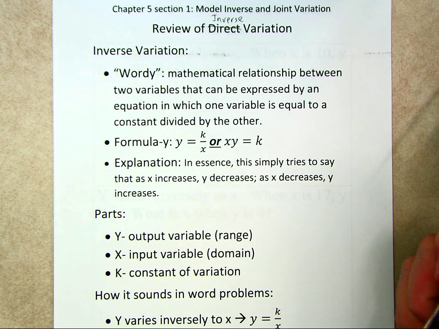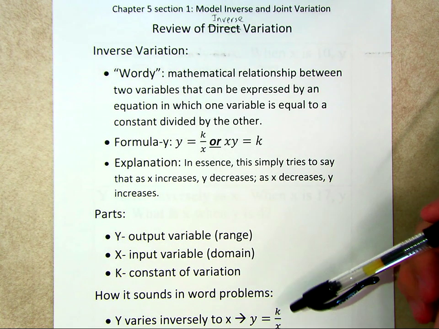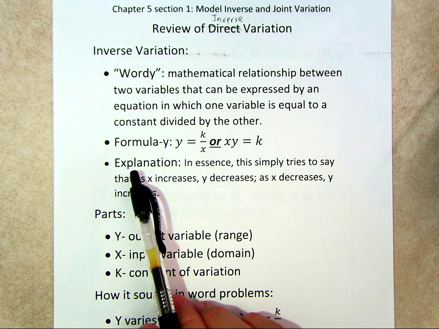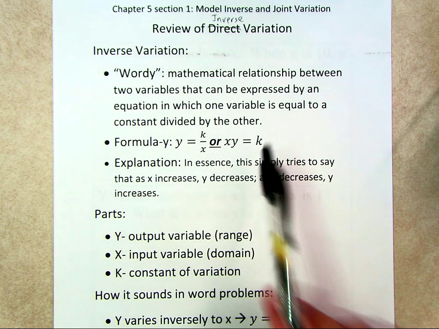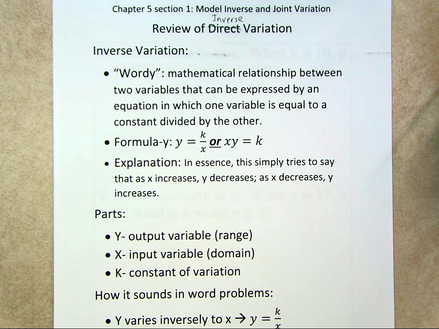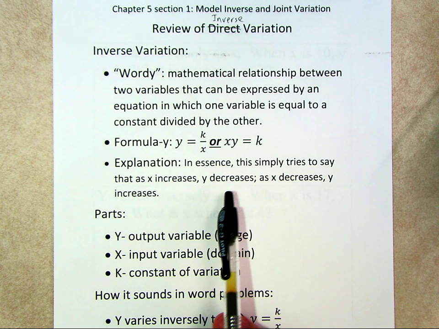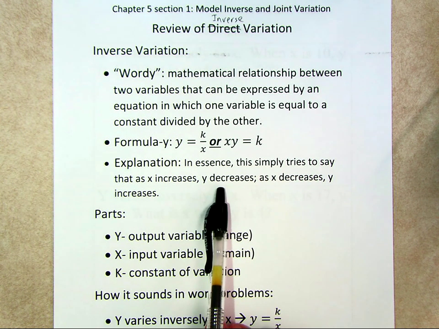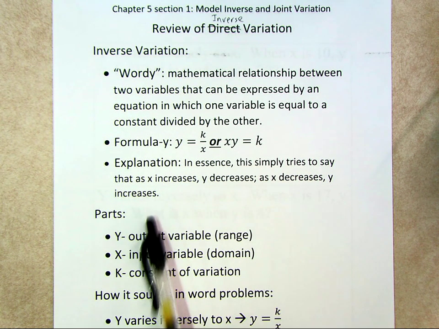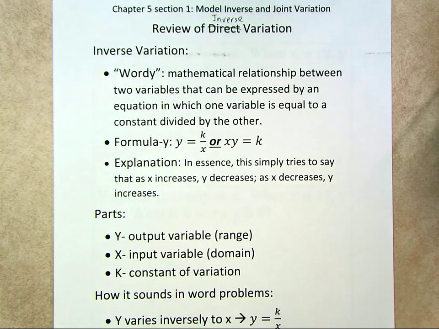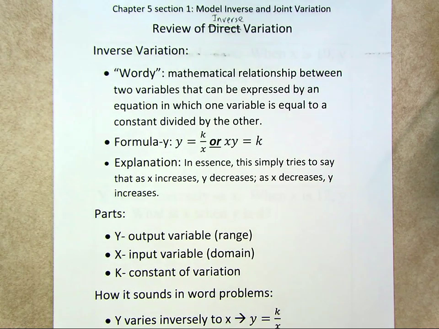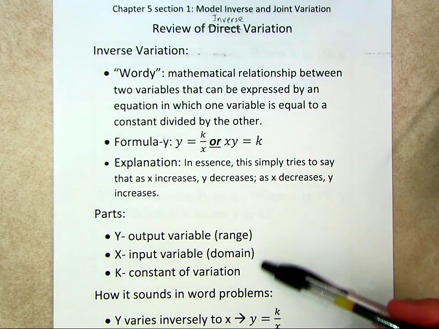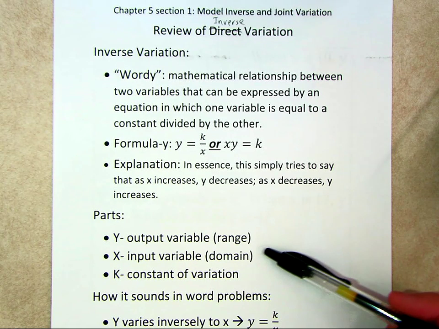So what that would say, in a wordy version, is a mathematical relationship between two variables that can be expressed by an equation in which one variable multiplied by another equals a constant. Okay? Maybe not as exciting as we think, but here we go. Here's the explanation. In essence, this simply tries to say that as x increases, y decreases. As x decreases, y increases. So, as one goes down, the other goes up. As one goes up, the other comes down. Hey look, the parts look almost the same, because in theory they are.